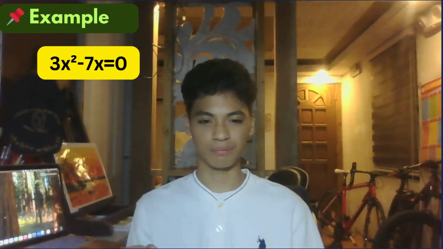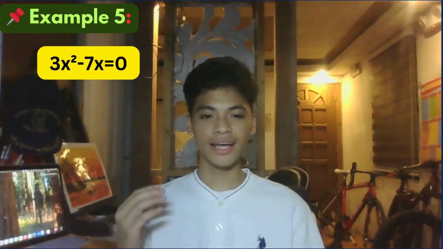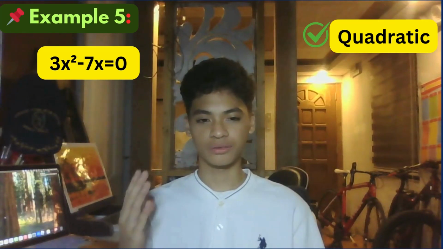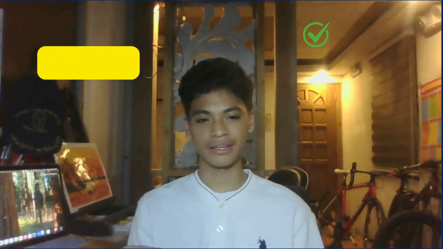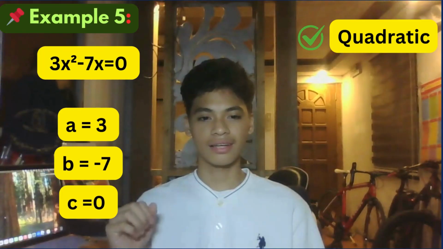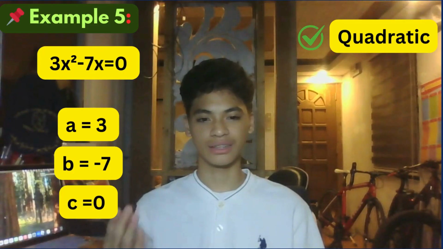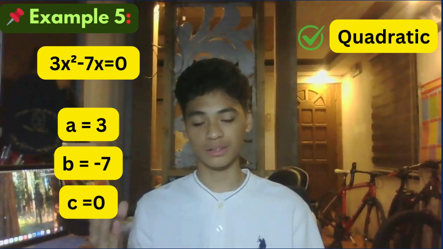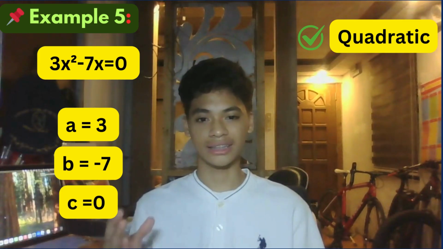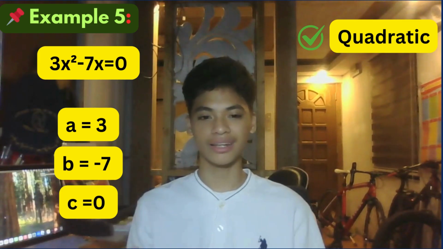Our final example is 3x squared minus 7x equals 0. This is also a quadratic equation. Here's why. A equals 3, B equals negative 7, C equals 0. Since there is no constant term, as long as there's an x squared term, it's quadratic.